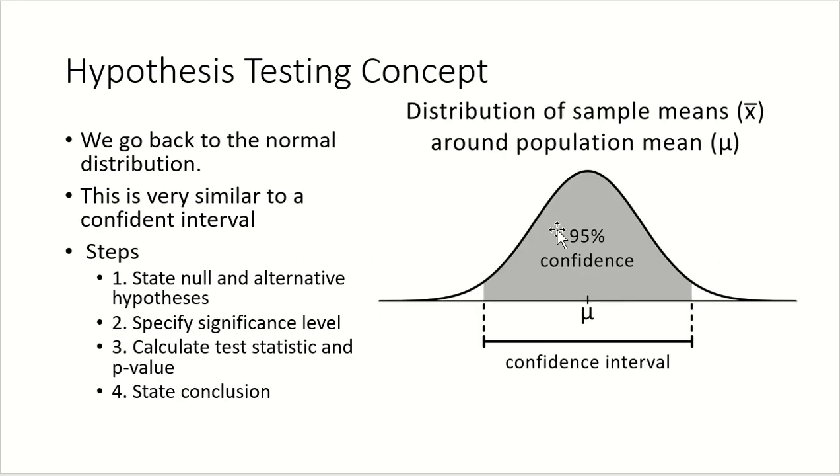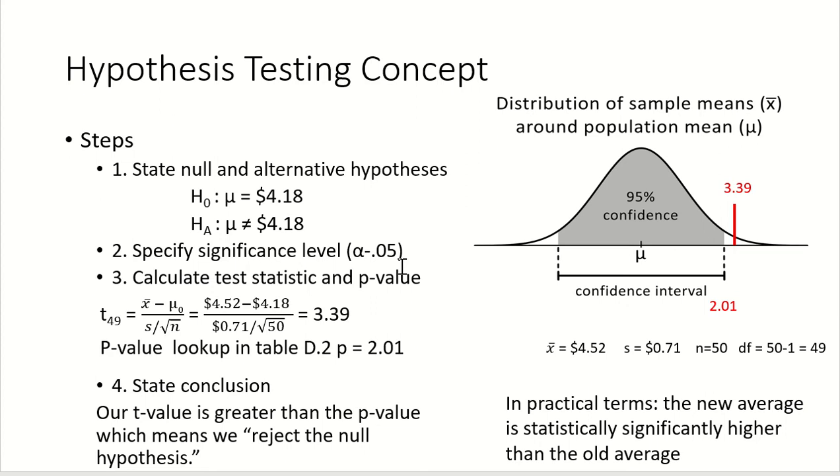Let's go back and look at it from a confidence interval type idea. Have we really finally gotten larger than $4.18? Or have we gotten smaller than $4.18? We do a hypothesis test doing 4 steps. We state the null and alternative hypotheses. We specify the significance level. Again, most of the time we're going to use an alpha of 0.05. That's the significance we're talking about. We calculate the T statistic. We look up a p-value, and then we state the conclusions. Very similar to what we did with confidence interval.